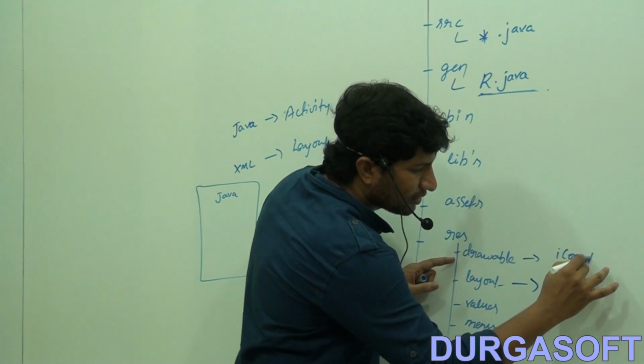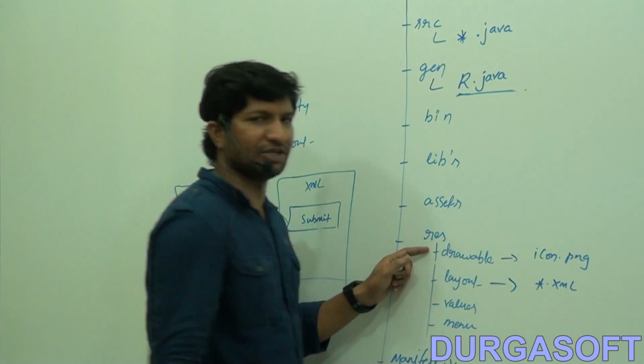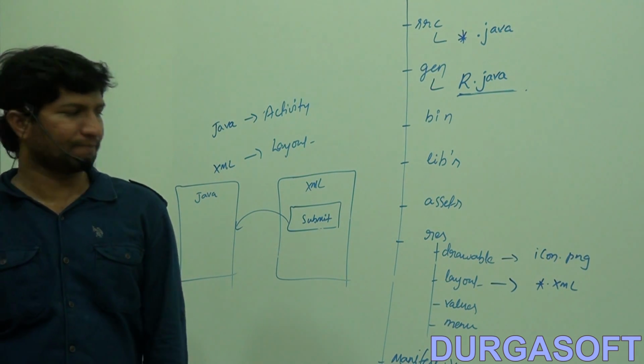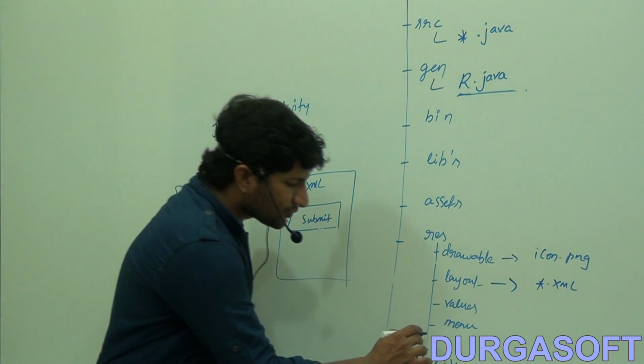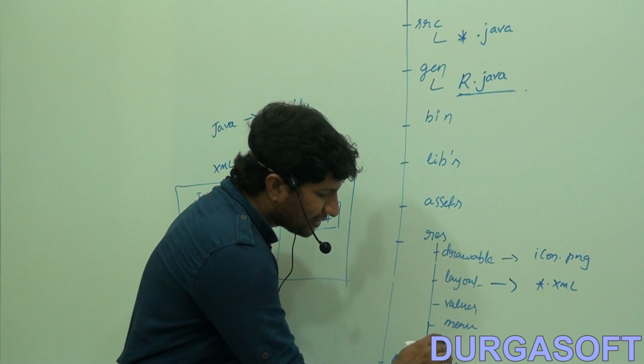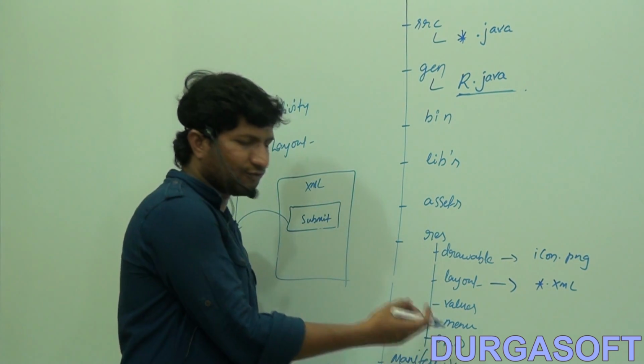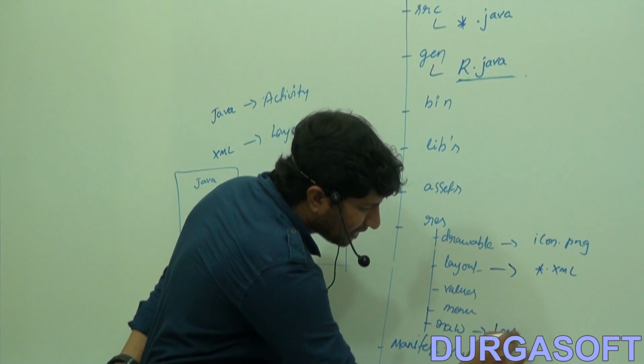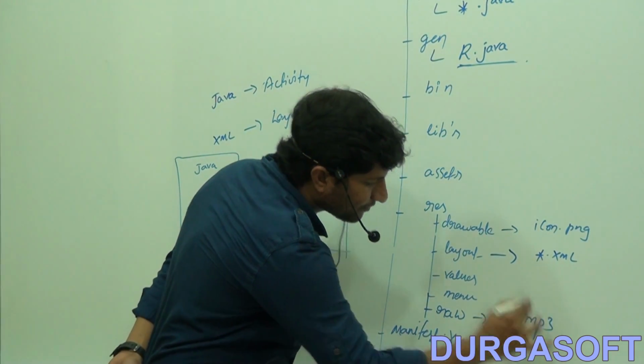Let us take the image name is icon.png. The image is available in the drawable folder. Inside the resource folder, generally audio files and video files we are going to create in a folder called raw. Inside this raw folder, I'll insert a file called test.mp3.